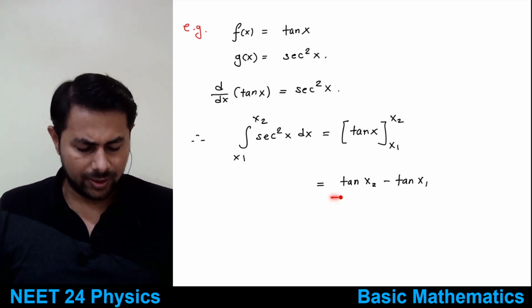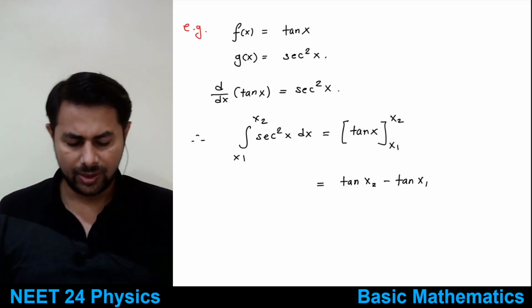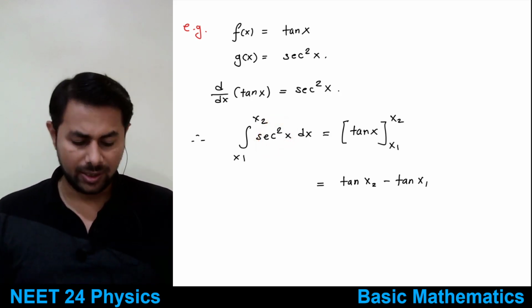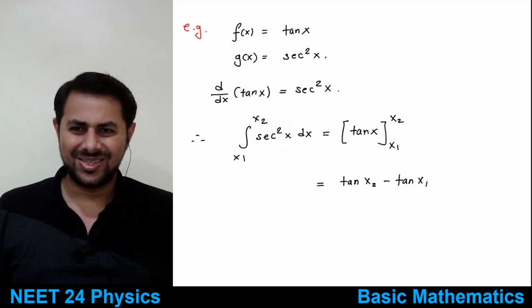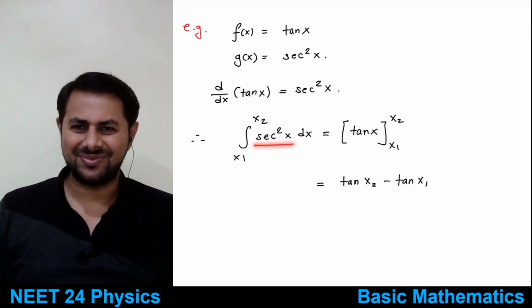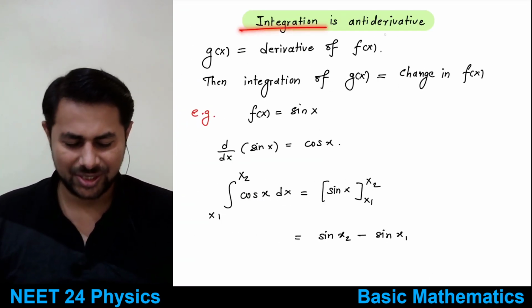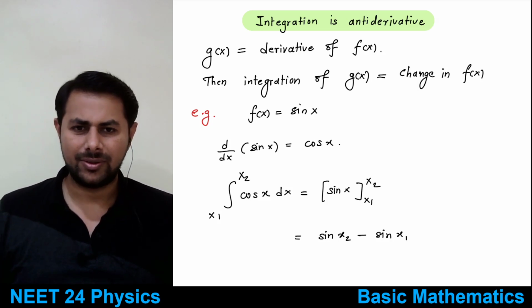So this is how we can solve an integration. If we know that the given function is the derivative of something, then the integration of this function will be that thing, the function whose derivative this function is. That's why integration is known as an antiderivative. This thing is clear, everyone?